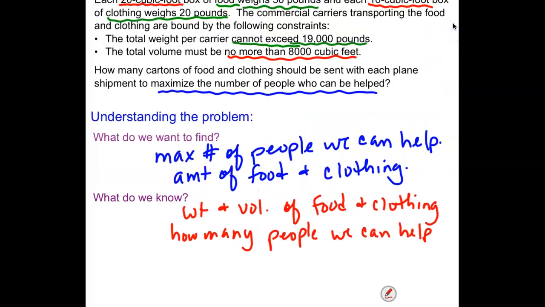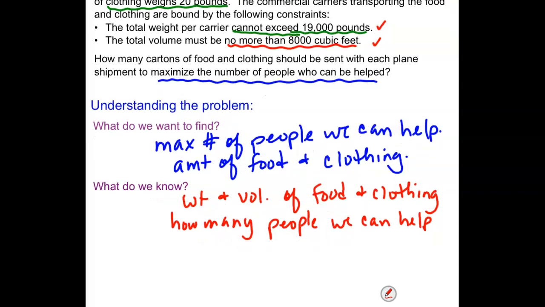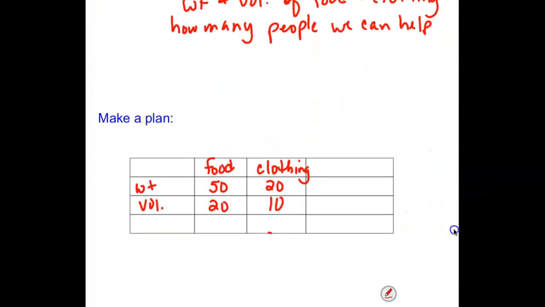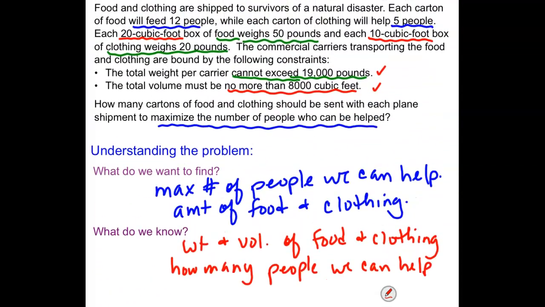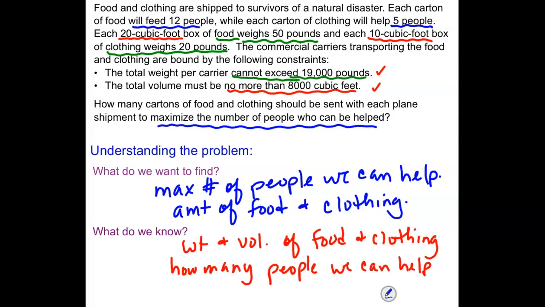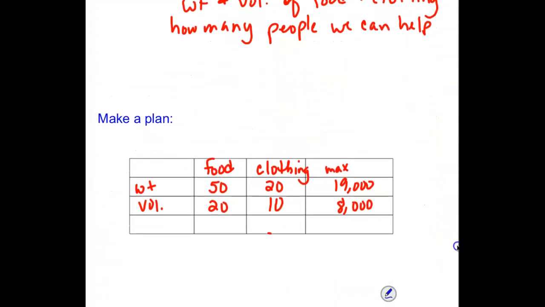Now, some of the other numbers that we were given up here, we were given some totals, all right? Cannot exceed would be a maximum of 19,000 pounds. No more than is another way of saying we have a maximum of 8,000 cubic feet. So for our weight, we have a total limit of 19,000 pounds, and for our volume, we have 8,000 cubic feet. The last piece of information they gave us was about who we can help. It did say that we can feed 12 people with each box of food and 5 people with the clothing.